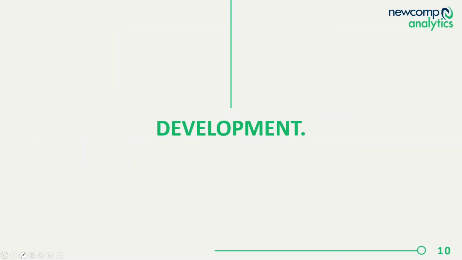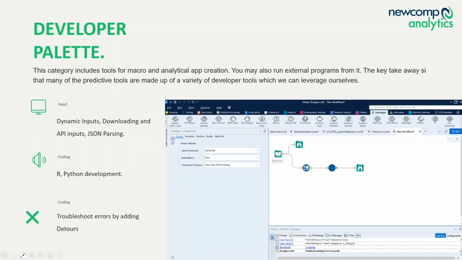When I talk about the developer palette, I'm talking about a category of tools used to create macros or analytic apps. You can even go so far as to run external programs. The key takeaway is that all of these predictive tools I just talked about use these tools in their underlying code. So we have tools to input and export data, code with R or Python, and troubleshoot any errors using detours.